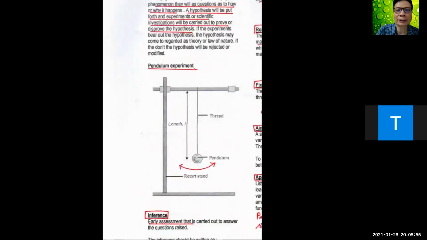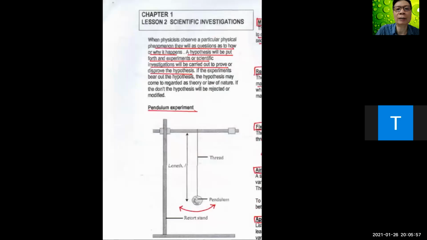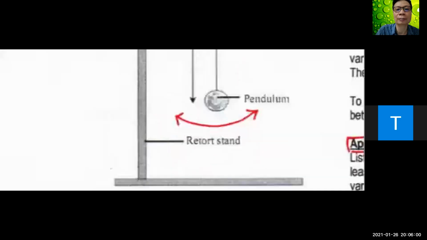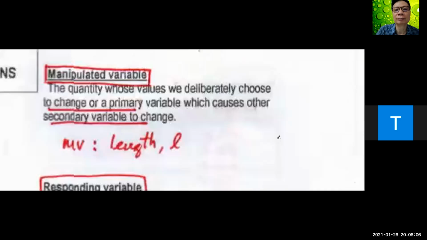The third one is manipulated variable. Manipulate means you control. The one you control in the experiment you call manipulated. It is the quantity whose value we deliberately choose to change, the primary variable, meaning you control this one. So manipulated variable is MV. In the case of that experiment, it is the length of the thread. So you control the length, right?